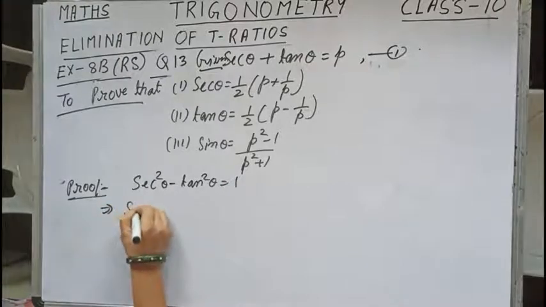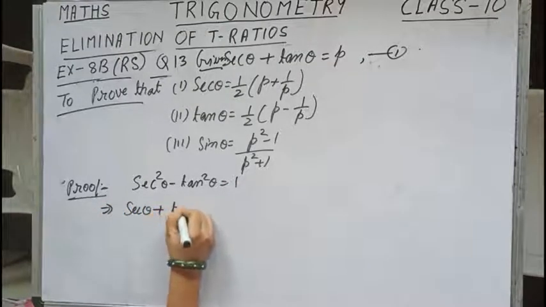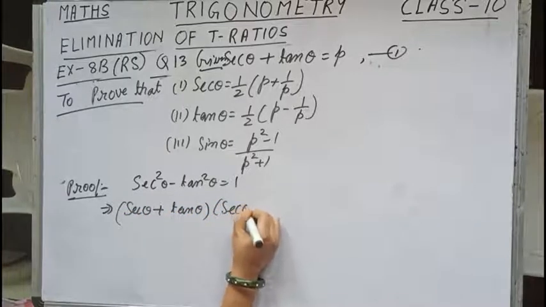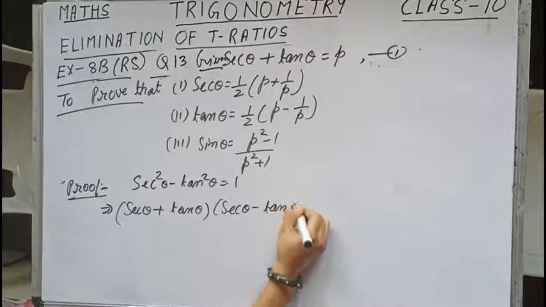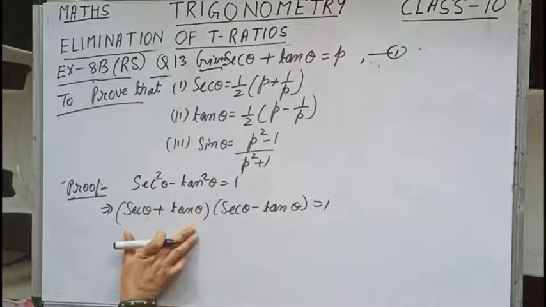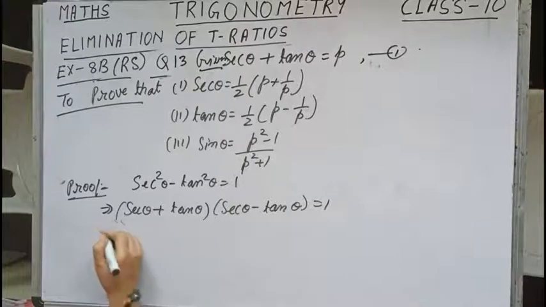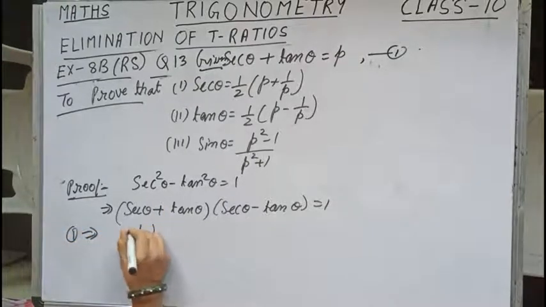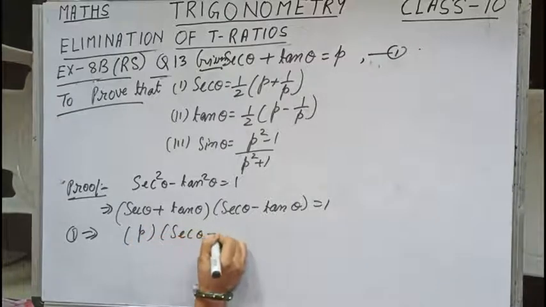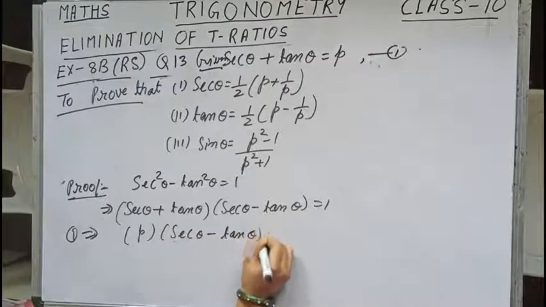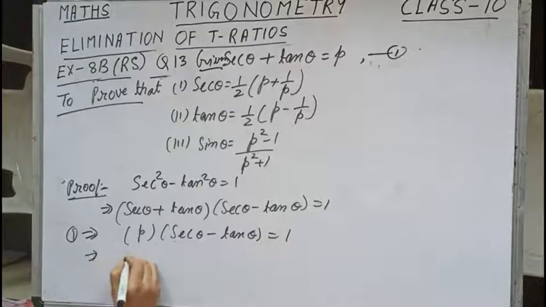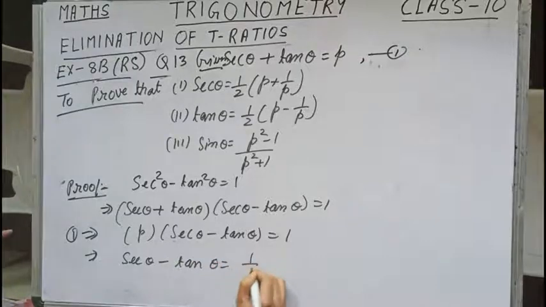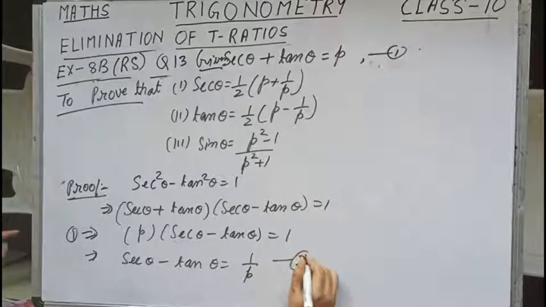Now this I can write as sec theta plus tan theta into sec theta minus tan theta equals 1. A square minus b square is a plus b into a minus b. Now let us put the values. This implies p into sec theta minus tan theta equals 1. This implies sec theta minus tan theta equals 1 by p. Let us make it equation number 2.